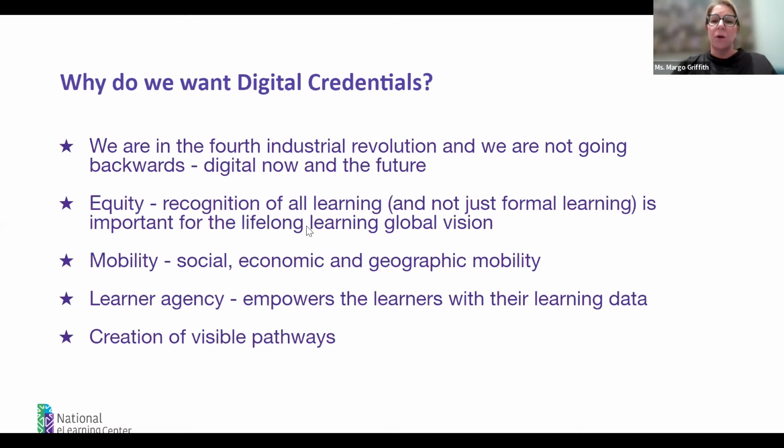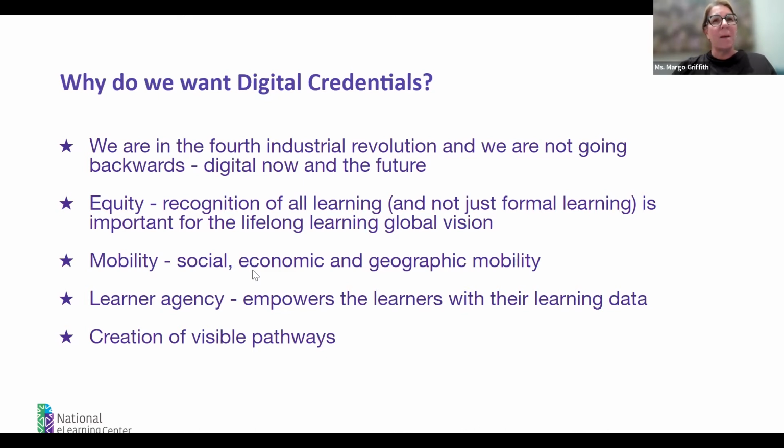That recognition of all learning and not just formal learning is important for the lifelong learning global vision. And we can only do that by embracing, encompassing, and doing an intentional design with our data. I think there's also a consideration, if we're moving into digital credentialing, to think about mobility.